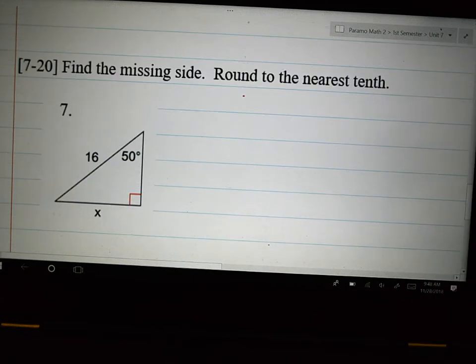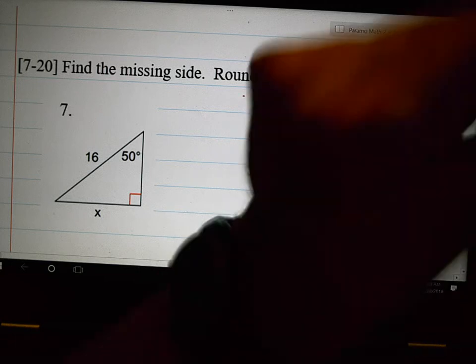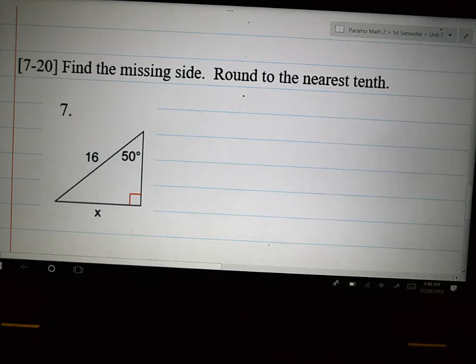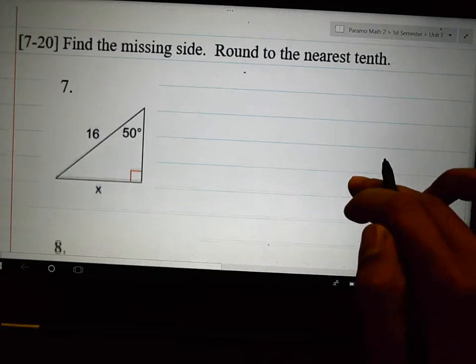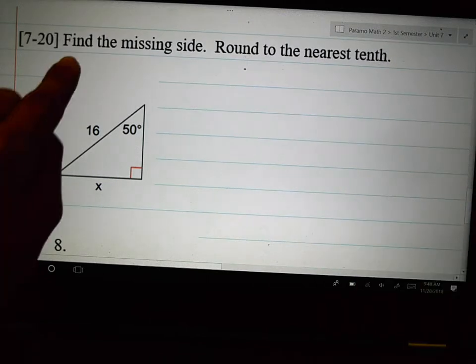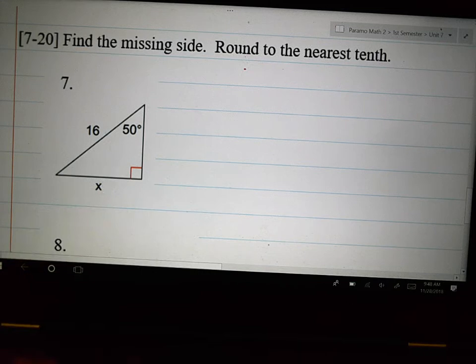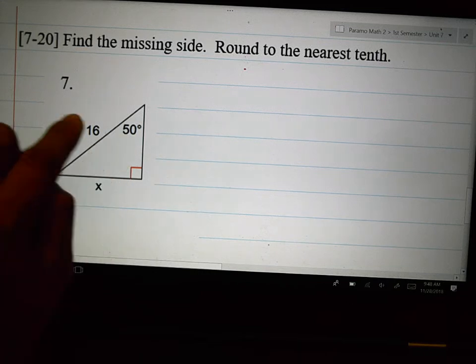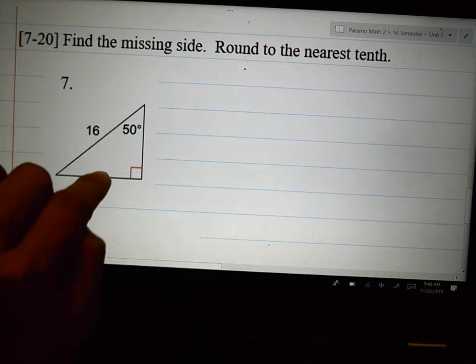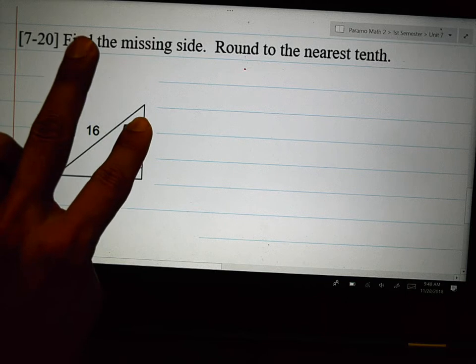Now, how does it get harder? It gets harder when they don't tell you which one to use, like number 7. So let's jump to number 7. And it says, find the missing side. They give you an angle, they give you a side, and they give you a missing side. You know 2 things. You have to find the third.